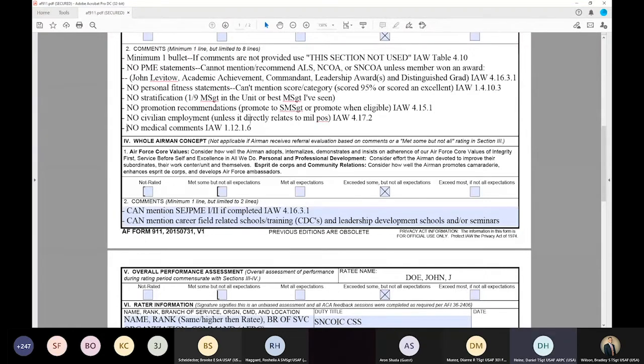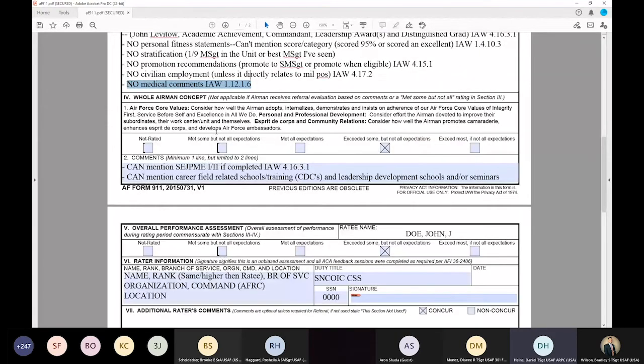Please do not have any personal medical comments on there. Section 4, this is the whole airman concept. Again, they have to have a rating on the report. They cannot receive not rated unless it is a fully non-rated report.